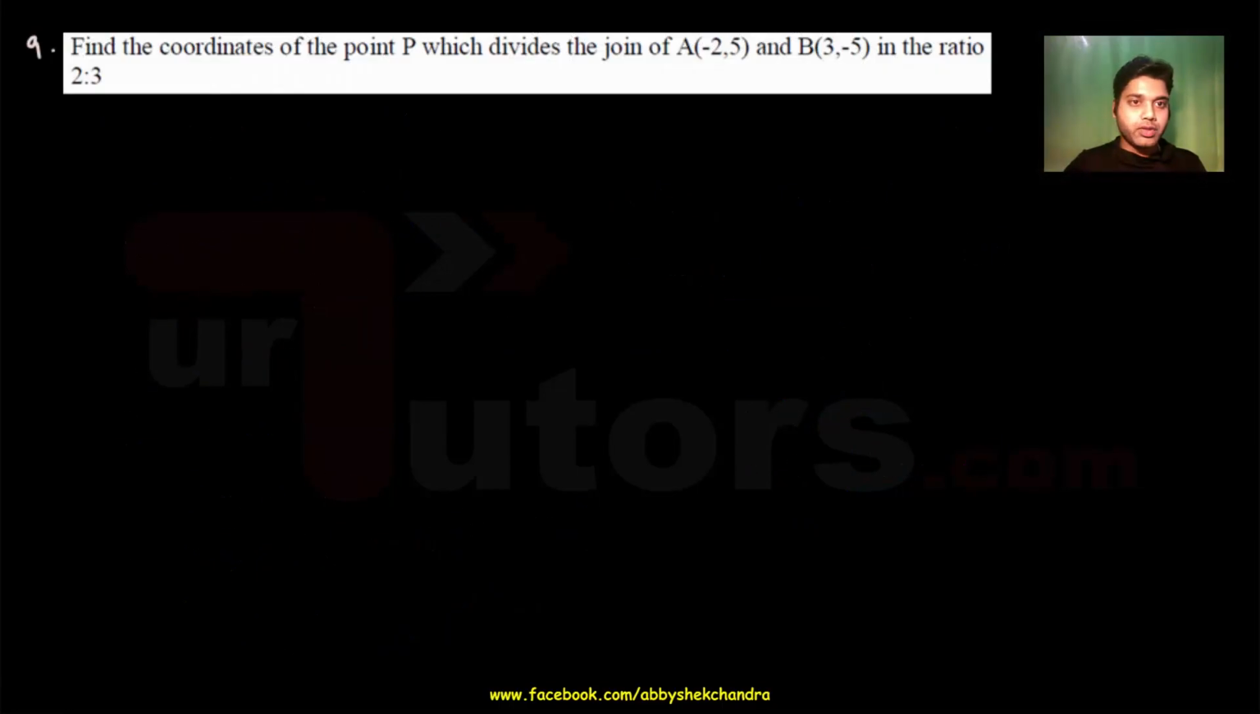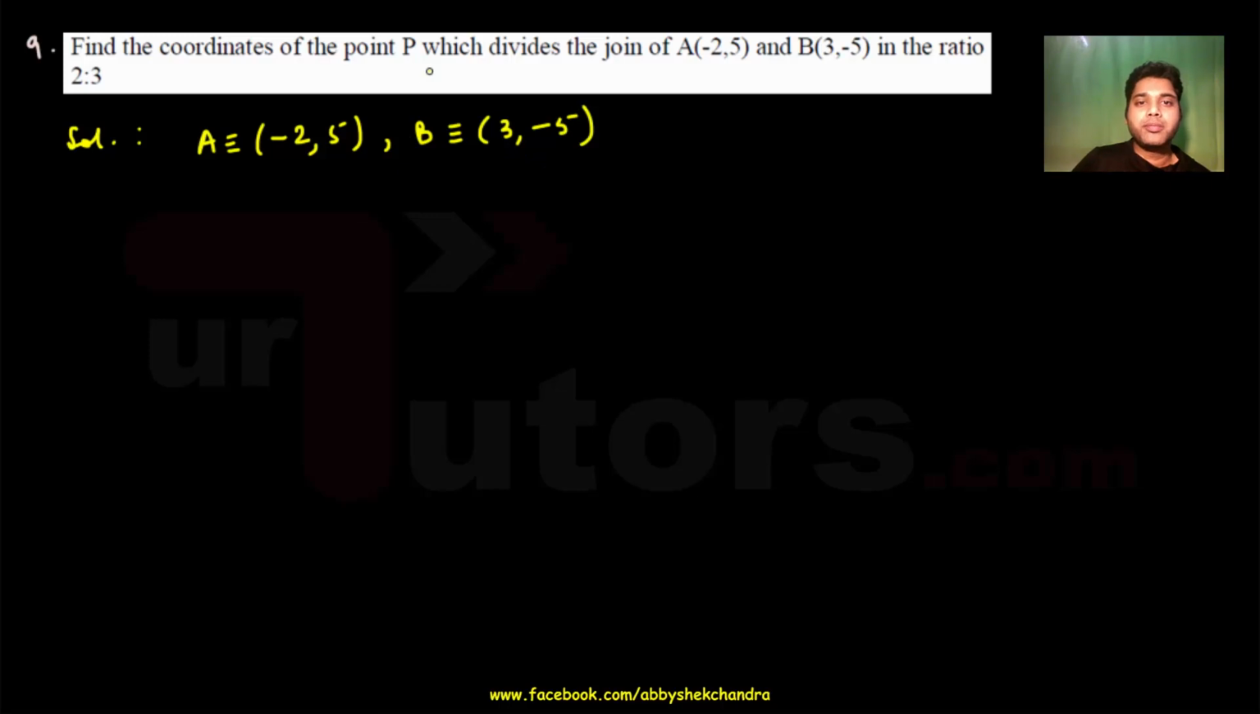Question 9. Find the coordinates of the point P which divides the join of A(-2, 5) and B(3, -5) in the ratio 2:3. The given points are A(-2, 5) and B(3, -5). We need to find P. Let's call the ratio m is to n. So m is to n is given to be 2:3.